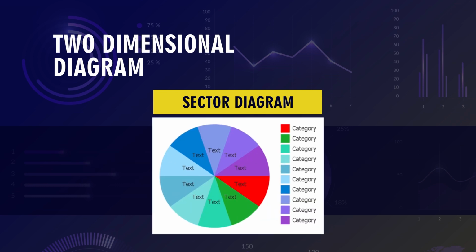And we have seen that with the help of the sector diagram we have categorized certain things. It's more or less somewhat synonymous with the pie chart. So anyway, we have already covered the one-dimensional, two-dimensional. Now we are talking about the three-dimensional diagrams.